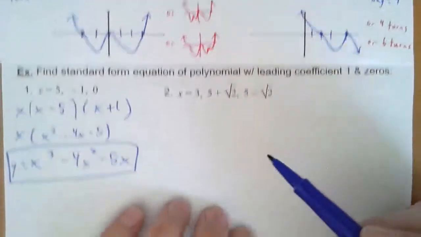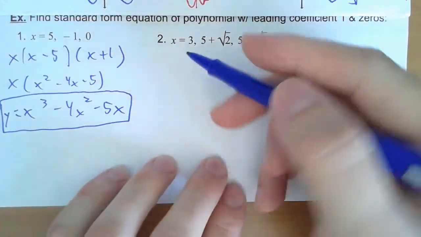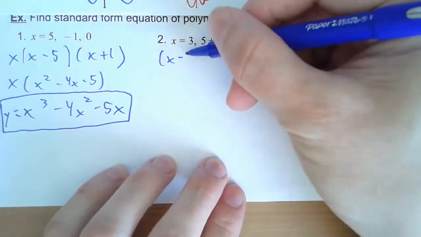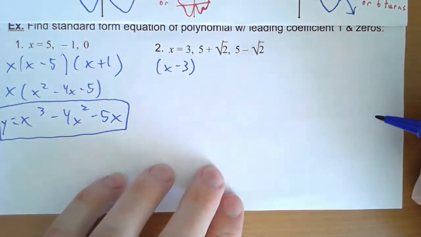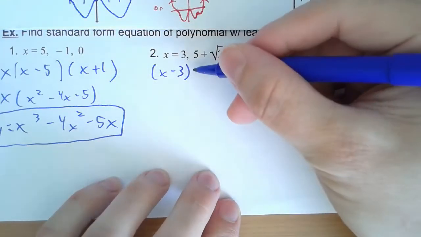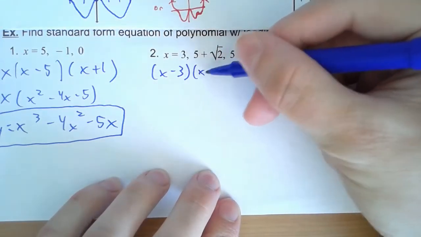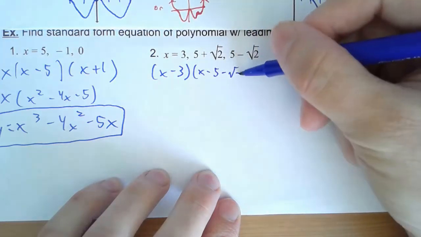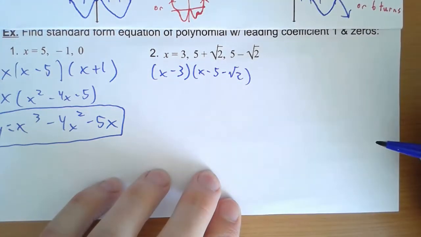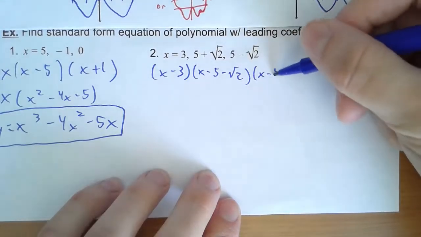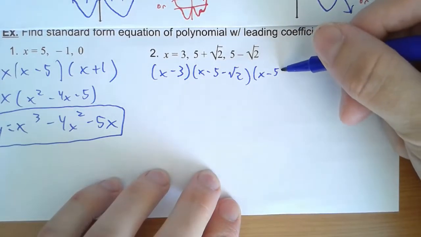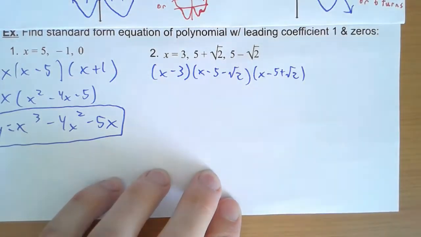Now here's the one that's a little bit trickier here. Okay, so x equals 3. We're going to have x minus 3. And then for this, okay, we need x minus 5 minus root 2. And then x minus 5 plus root 2.